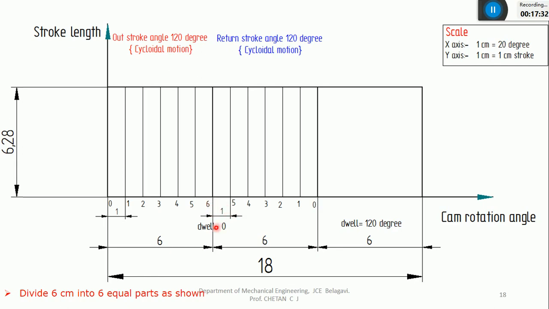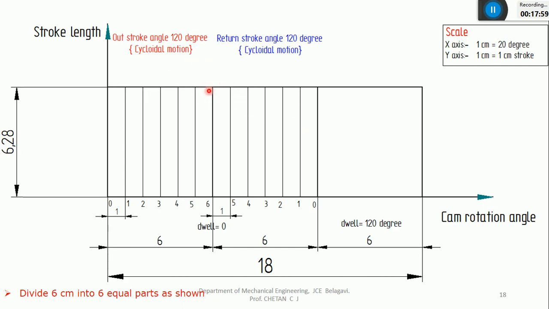Since there is no dwell here, I can continue from here. The sixth line will be common to both the outstroke and the return stroke. It means 6, 5, 4, 3, 2, 1, 0. I'll not divide the dwell angle; I'll only divide the outstroke and the return stroke. As I said, both are with a cycloidal motion, so I'll use the circle method, and it will be common to both.